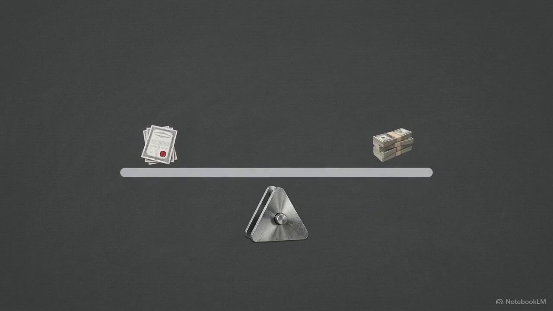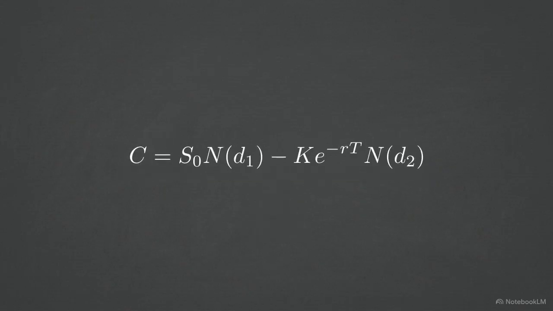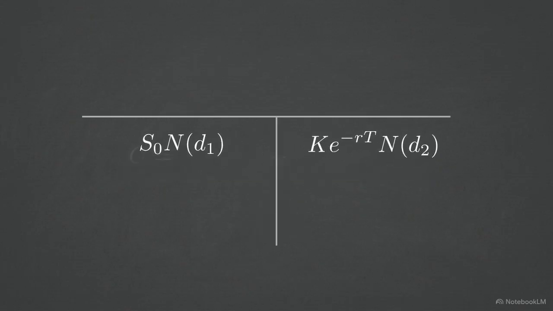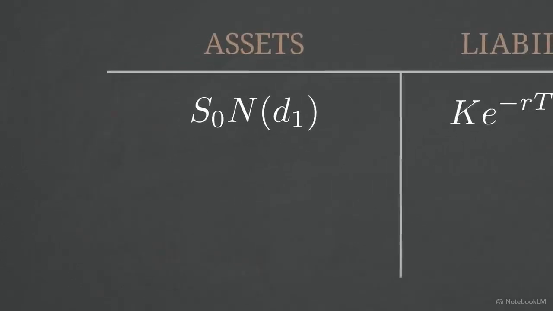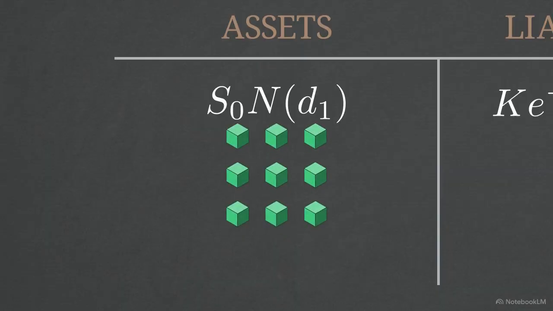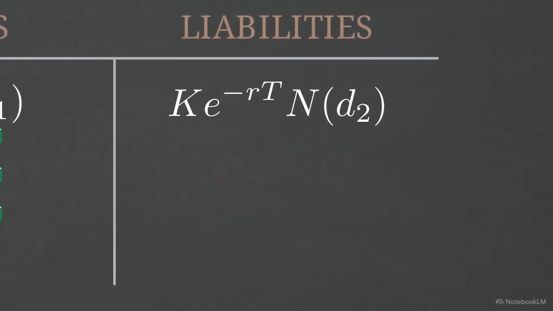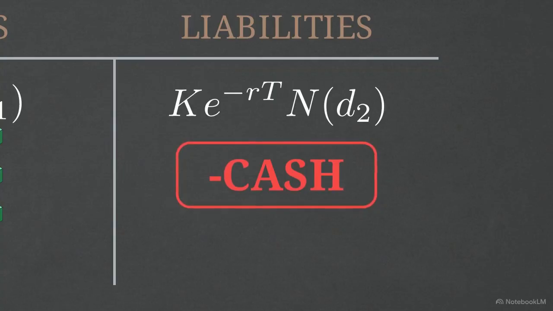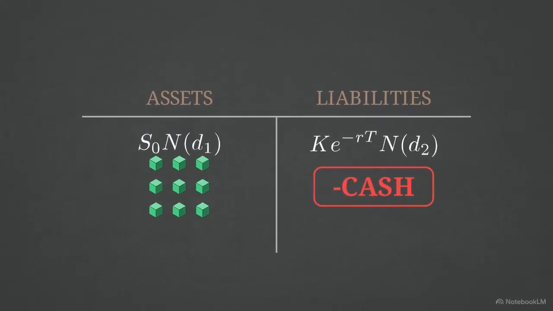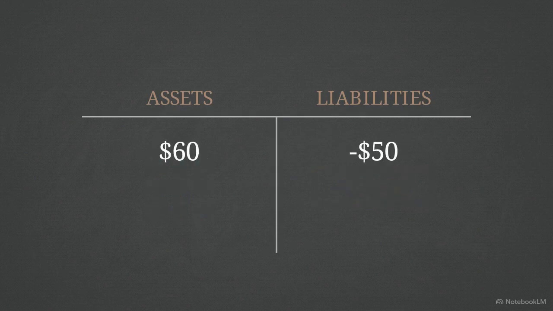This is the Black-Scholes-Merton equation. It serves as a rigid balance sheet, dividing the value of a call option into two distinct columns, a set of assets and a set of liabilities. The left side, S0 and D1, represents the exact quantity of underlying equity required to replicate the option sensitivity at any given moment. The right side identifies the liability. To acquire that equity, the replicator must borrow cash from interbank money markets, represented by the discounted strike price, K.